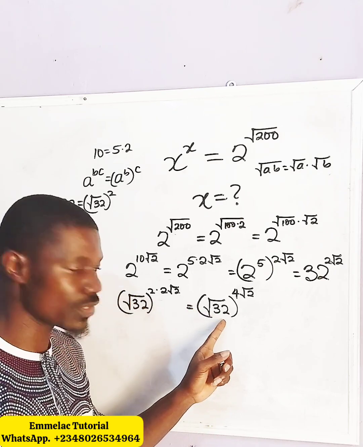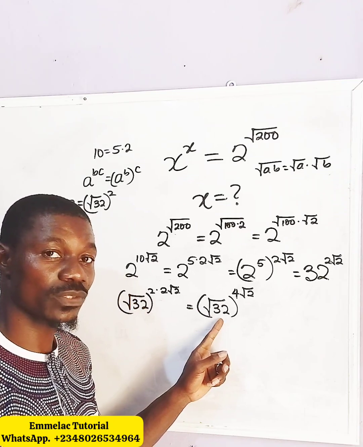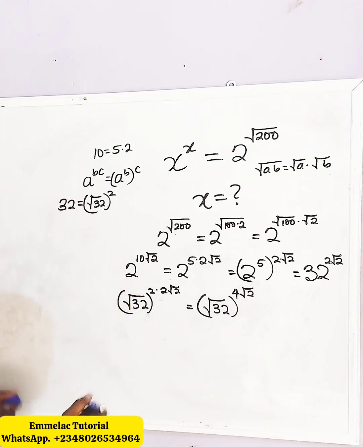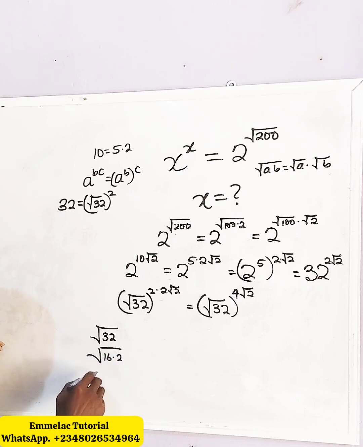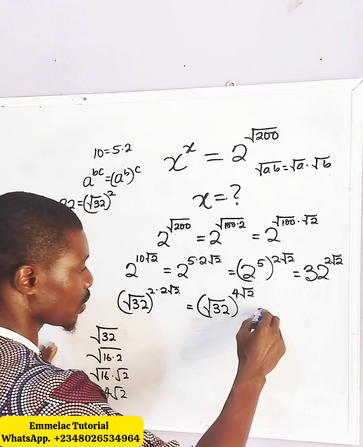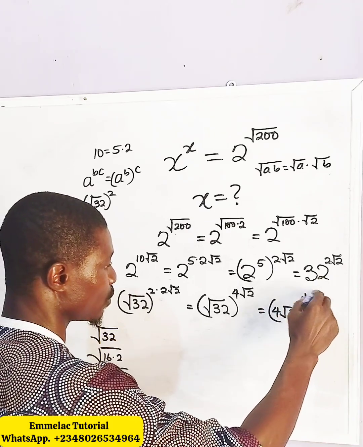Now looking at this, I can simplify root 32 to have the same pattern as this. So which means root 32 is the same thing as saying root of 16 times 2, which is the same thing as saying root 16 times root 2, which can also be 4 root 2. So I will replace root 32 with 4 root 2. So this will give us 4 root 2 raised to the power of 4 root 2.